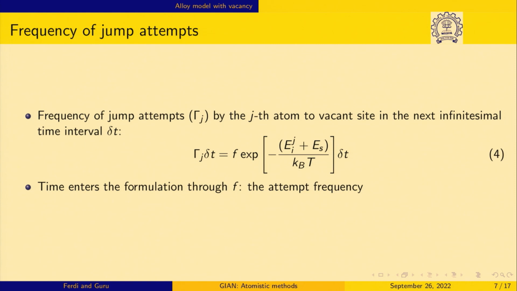Now, time enters the formulation through this factor f, the attempt frequency, that is what sets up the time scale. If it is making many attempts for the same fraction of attempts being successful, you will see faster diffusion. If it is making fewer attempts, you will see slower diffusion.